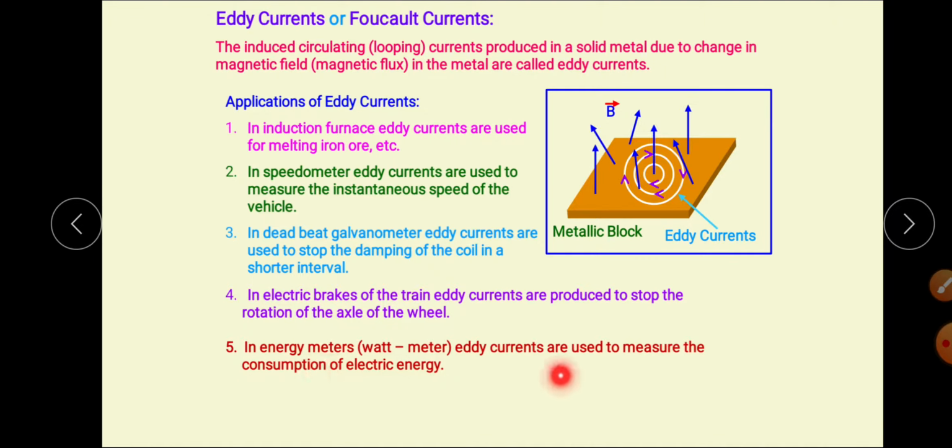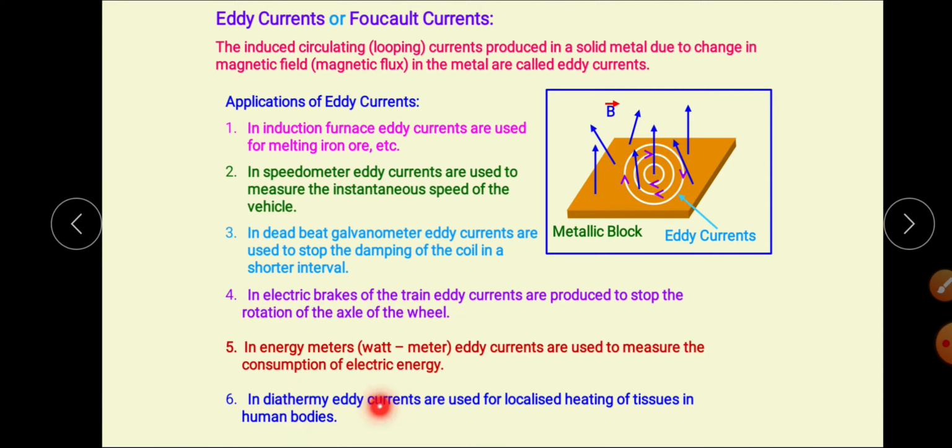In the energy meter, eddy currents are used to measure the consumption of electricity. Dear students, we have energy meters in our homes. When the electricity supply comes to our home, first it enters the energy meter, and there is a disc or ring in the energy meter which rotates because of induced eddy currents. The more current enters our house, the more eddy currents are induced, and the more the energy meter moves. Therefore, it represents the energy consumed.